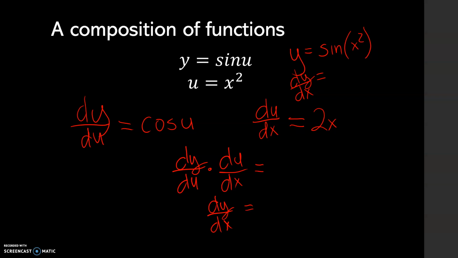So let's fill in the rest. Dy over du is cosine of u. Du over dx is 2x. I'm going to rearrange a little, so I'm going to write the 2x first, and that's multiplied by cosine of, and then I'm actually going to not write a u. I'm going to replace u with what u is equal to, x squared.